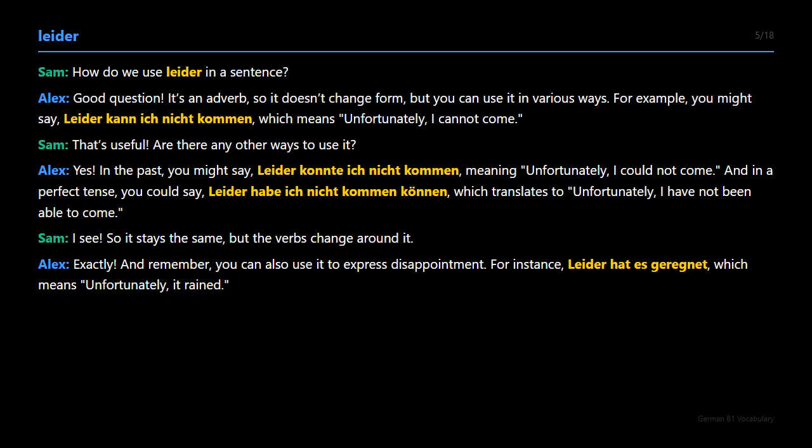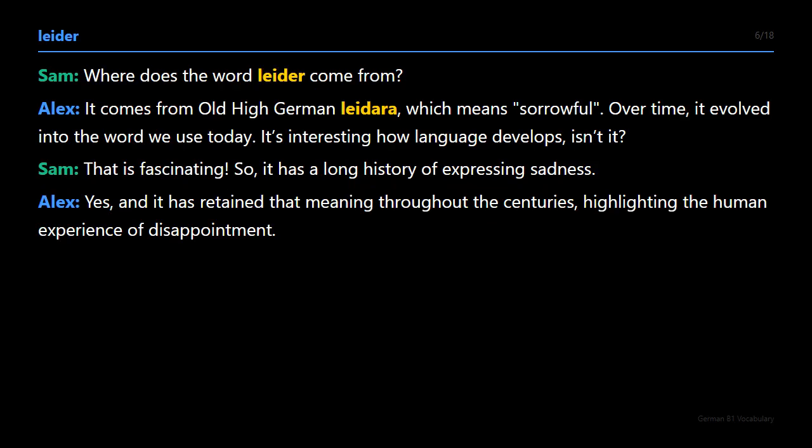Where does the word "leider" come from? It comes from Old High German, "leiderer," which means "sorrowful." Over time, it evolved into the word we use today. It's interesting how language develops, isn't it? That is fascinating. So, it has a long history of expressing sadness. Yes, and it has retained that meaning throughout the centuries, highlighting the human experience of disappointment.